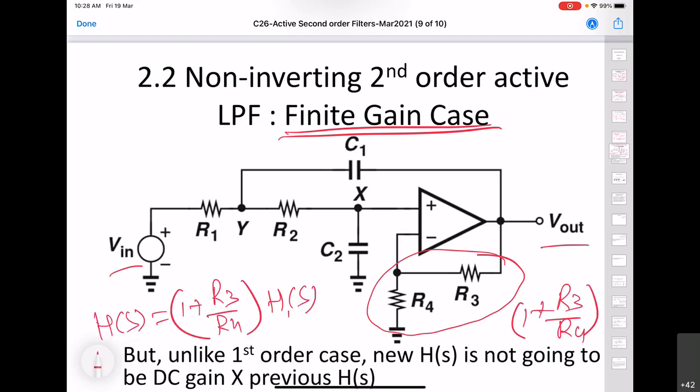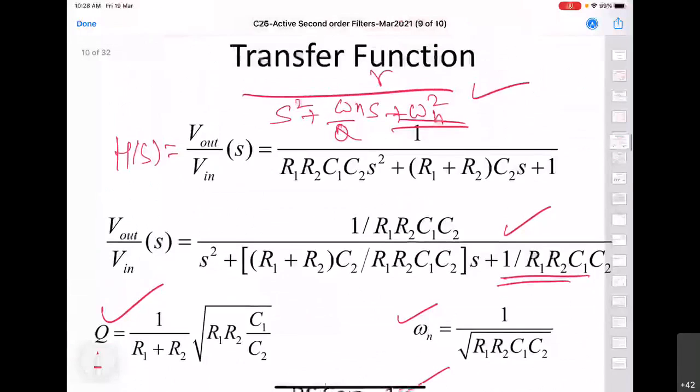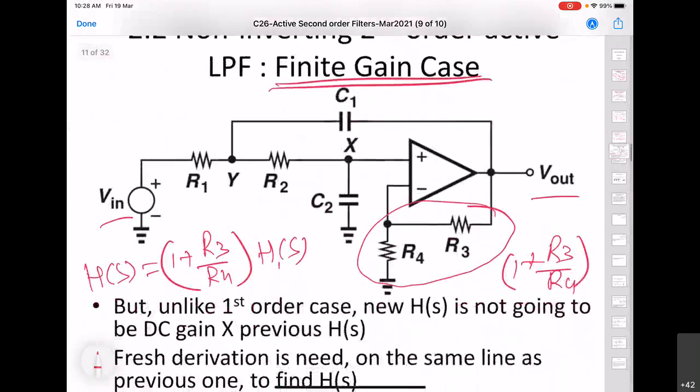So what we obtained earlier, let me call this the unity gain case. So this conclusion is wrong. And to give you some idea why this conclusion is wrong, it is because now the output is also connected to the input side through C1.